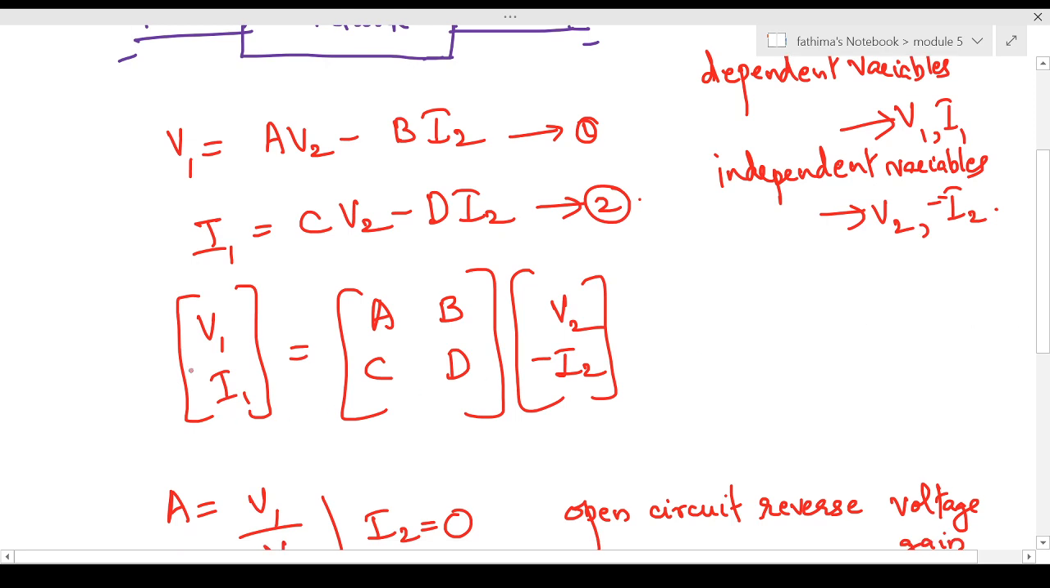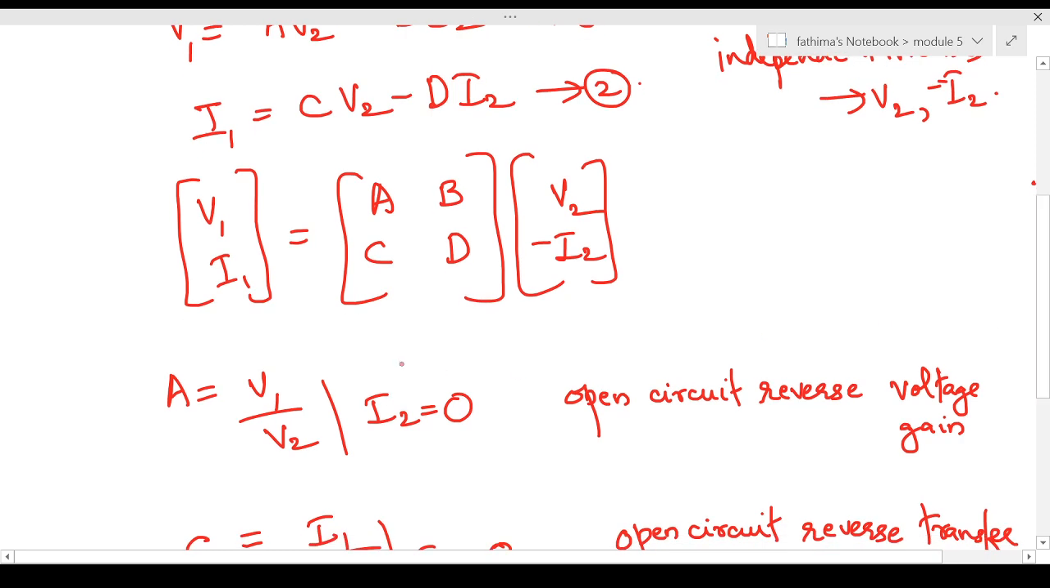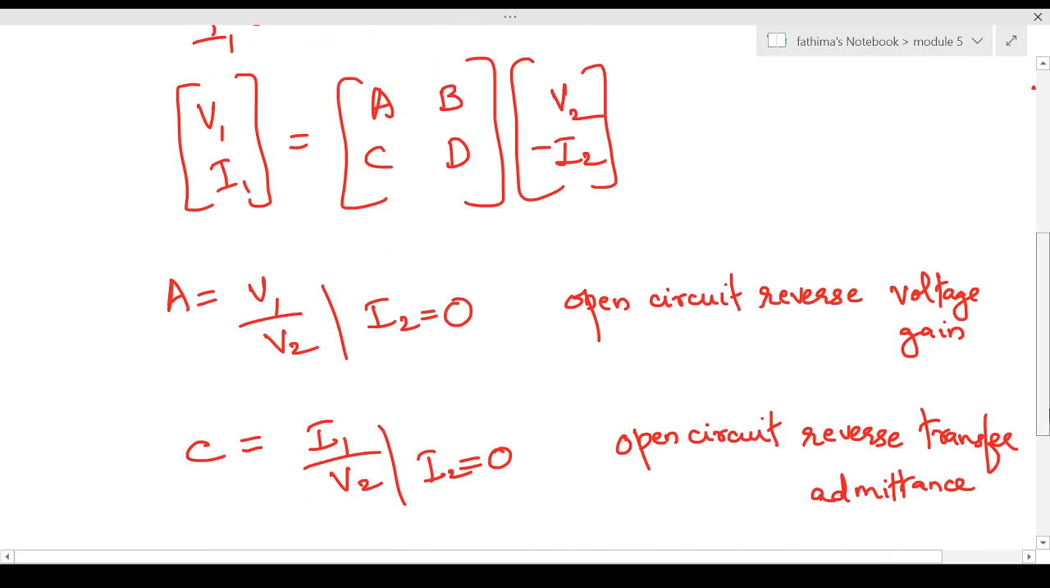So this can be written in matrix form like this, that is [V1, I1] is equal to matrix [A B; C D] times [V2, minus I2]. So in order to find A, B, C and D, first let's set I2 equal to 0. From this equation, it is clear that if we set I2 equal to 0, then we will get the parameters A and C. So I2 equal to 0 means we are open circuiting the output port. So we will get A as V1 divided by V2 with I2 equal to 0, and we will get C as I1 divided by V2 with I2 equal to 0. That is clear from the equations itself.